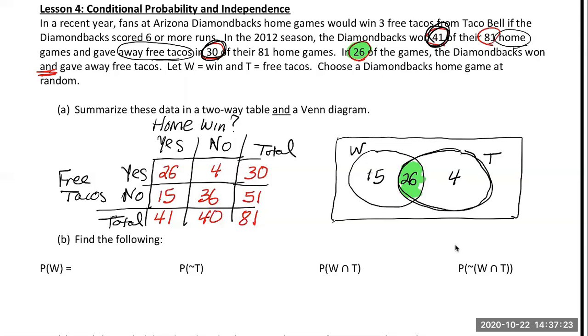And then on the outside here, that would be that they lost the game and there were no free tacos. They had 81 total games. So if we subtract 15 and 26 and 4, how many do we have left over from that? Looks like 36. So there were 36 games where they lost and there were no free tacos.